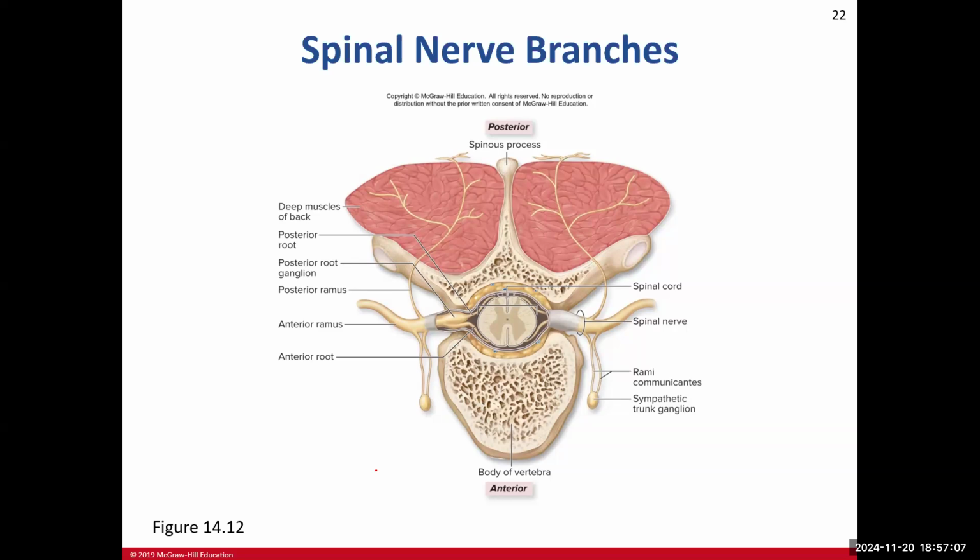And then at that point, you're left with the ventral or anterior ramus, which in some cases, like in the thoracic spine, is going to contribute to the intercostal nerves. If you're up in the neck, it can contribute to plexuses like the cervical plexus and the brachial plexus. If we're down in the lumbar or sacral region, the anterior ramus will contribute to the sacral and lumbar plexuses. Then you'll see these two small branches coming off, the rami communicantes, which are on and off ramps onto the sympathetic chain that runs on either side of your vertebral column. This should all be review for you.